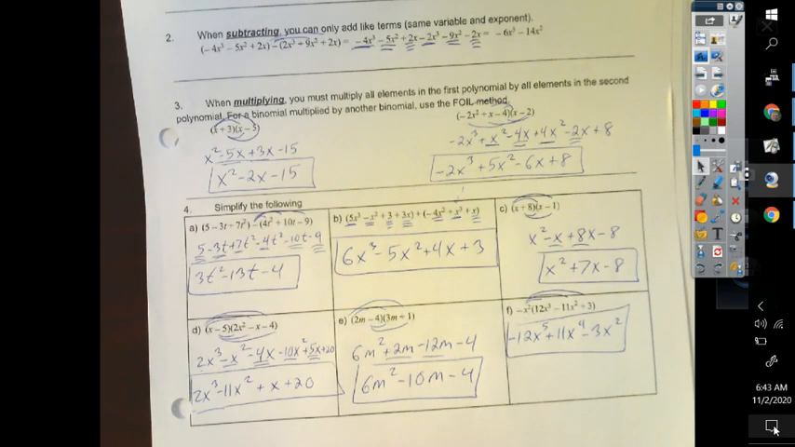Okay. So next page, guys, is your homework. You can give it a shot. Remember, check your sign first, plus, minus, or multiply, and then go from there, okay?